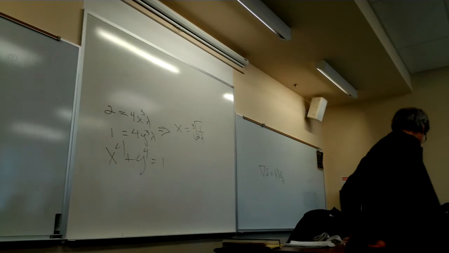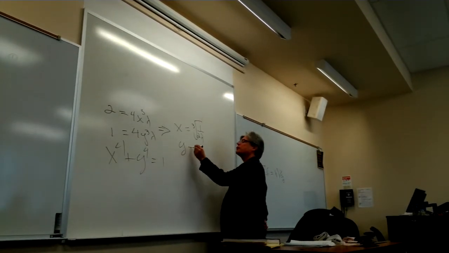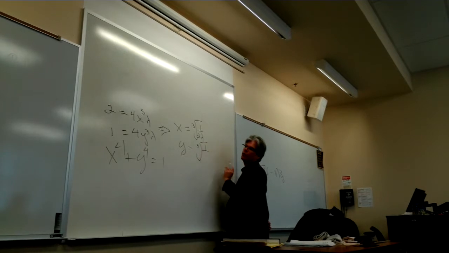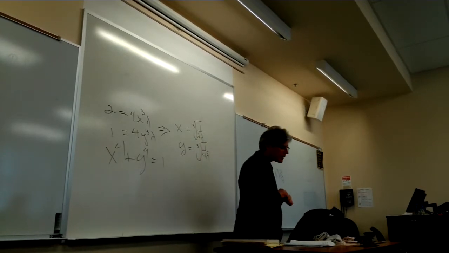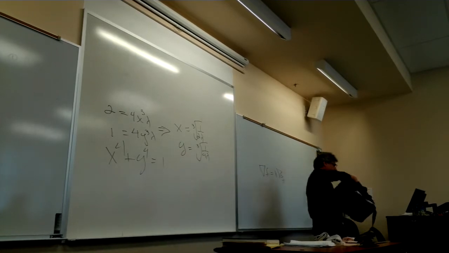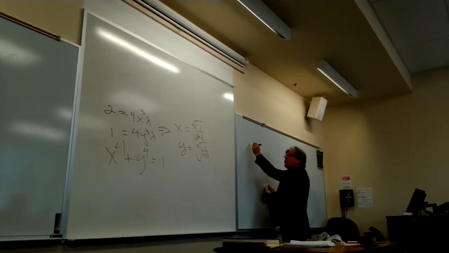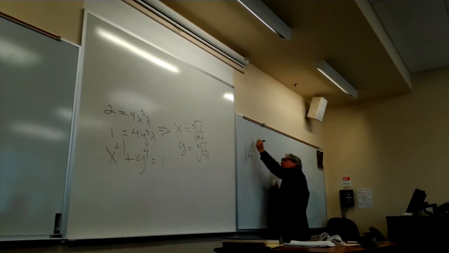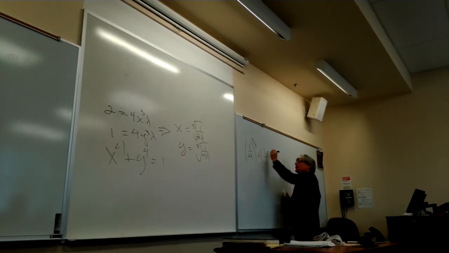Can we finish? This implies that y is equal to the cube root of 1 over 4 lambda. So substituting into that constraint relationship, I suppose it tells me that 1 over 2 lambda to the 4/3 plus 1 over 4 lambda to the 4/3 is equal to 1.